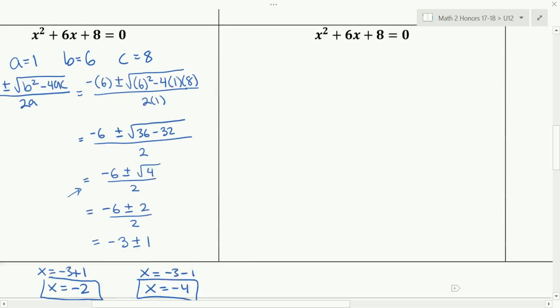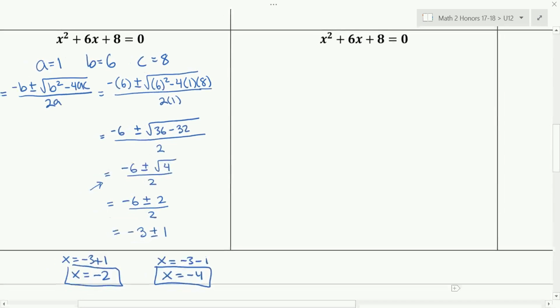Will this one factor? Yes, it will. And don't cheat, but we know what it factors to already, right? x plus 2 times x plus 4, because we have that. But let's pretend, let's start from scratch again. I want you to pretend you don't have that knowledge, but you've already made these connections, which is good.